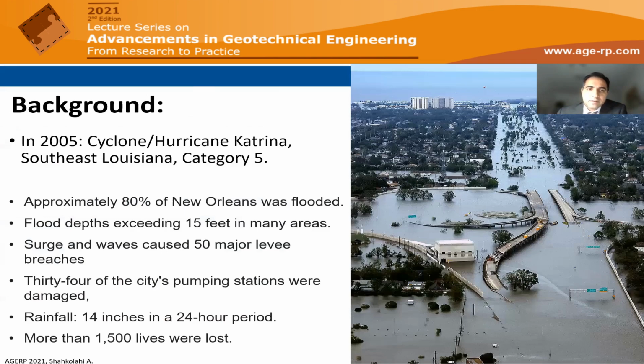Today, we heard about the New Orleans flood in 2005 because of the hurricane that occurred. This was exactly the start of a very huge research, with many years of research, that ended up with finalizing a system for levees. So it's a very short background. Approximately 80% of the city was flooded, and flood depth exceeded 15 feet. And the wave caused 50 major levee breaches. You can see it was a disaster, and more than 1,500 lives were lost.